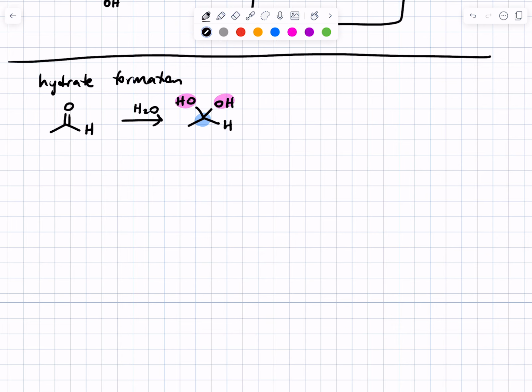You can do this with aldehydes or ketones, and it turns out that you can do this under both acidic and basic conditions.